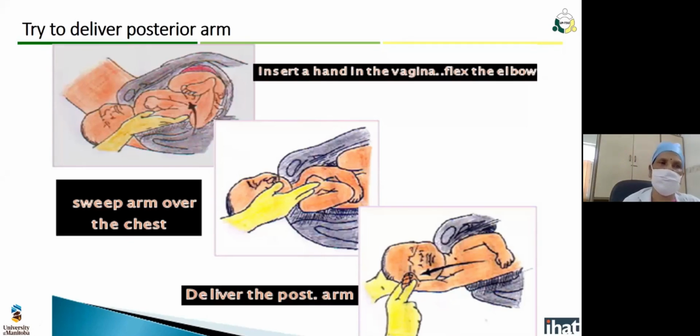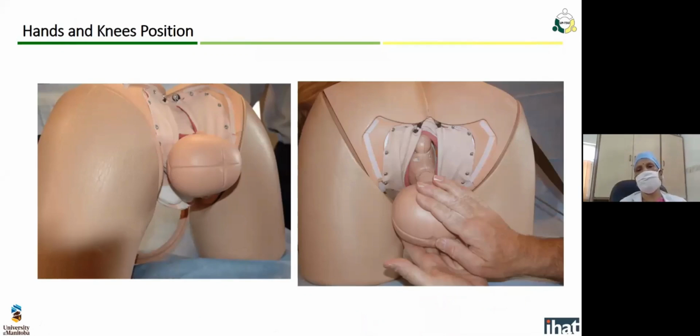So this is the try to deliver the posterior arm. उससे भी नहीं हुआ. That is the last. Put the patient in hands and knees position. उल्टा कर दीजिए उसको. Hand और knee position में कर दिए. Now give the traction. You give the traction downward.